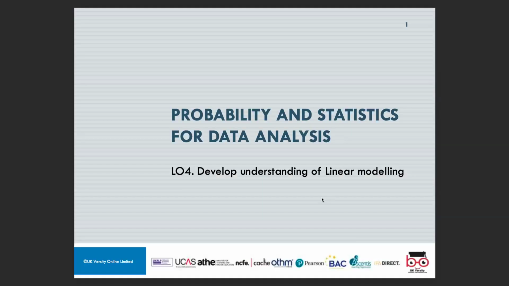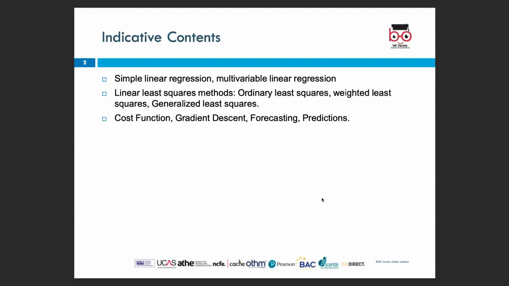So today, which is learning outcome 4, develop understanding of linear modeling. So what are the indicative contents? Simple linear regression, multivariable linear regression, linear least squares methods, ordinary least squares, weighted least squares, generalized least squares, and also cost function, gradient descent, forecasting, predictions.